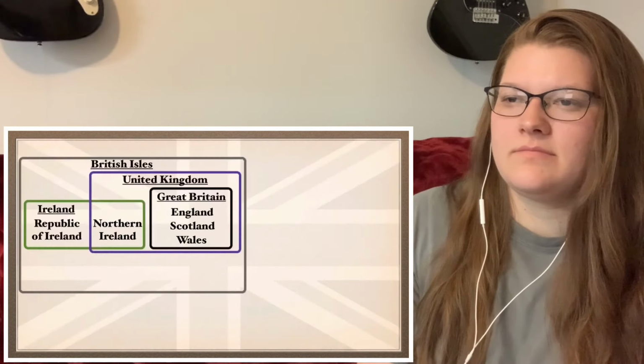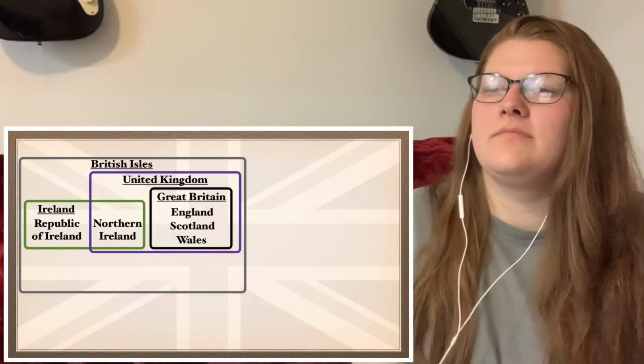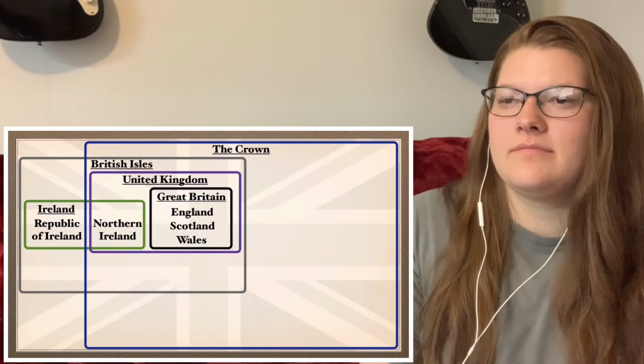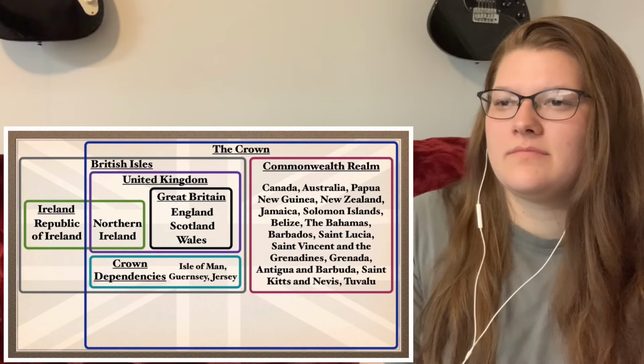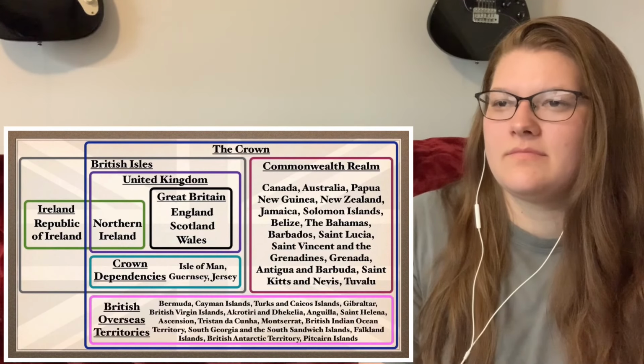For our final Venn diagram, the United Kingdom is a country situated on the British Isles and is part of the Crown, which is controlled by the monarchy. Also part of the Crown and the British Isles are the Crown dependencies. The independent nations of the former empire that still recognize the Crown are the Commonwealth Realm, and the non-independent remnants of the former empire are the British Overseas Territories.